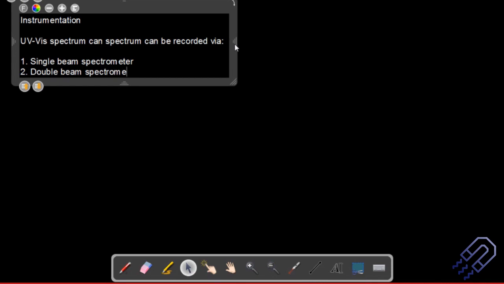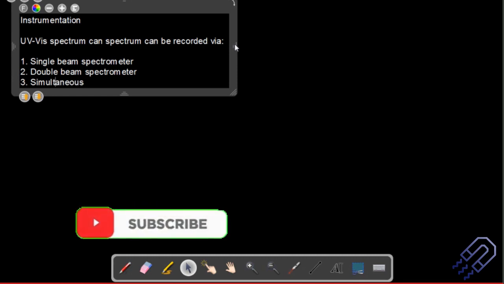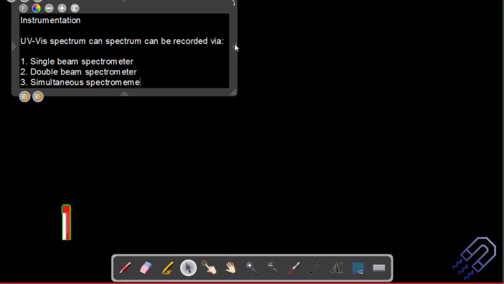We have the setup in our department. There is also something called a simultaneous spectrometer. It basically uses a diode. We're just going to have a brief look into the construction, and it's not very complicated. And if we are considering a visible source of lamp, that will be nothing but a tungsten lamp.